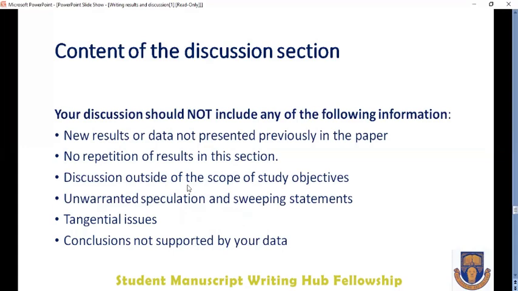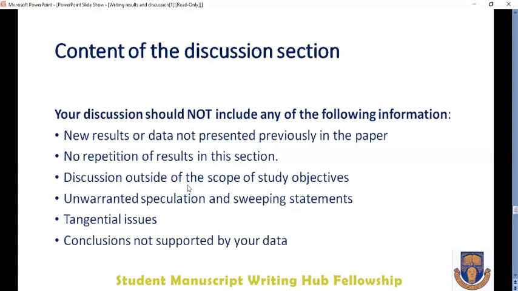What should not be in your discussion section is bringing back your data or your results, like repeating your results section, or bringing or discussing a result that you've not talked about in your results. Some people do this. What you find in the results is one thing, then you start discussing a different thing from what is in your results. You should not do that.